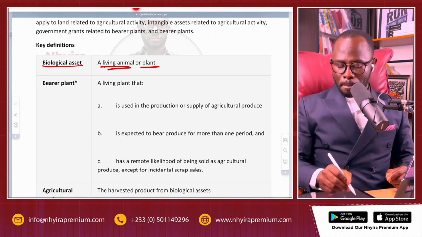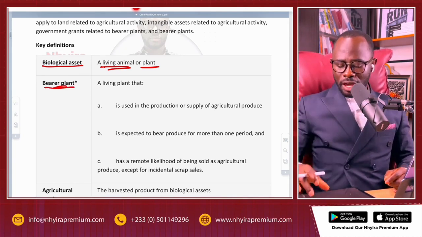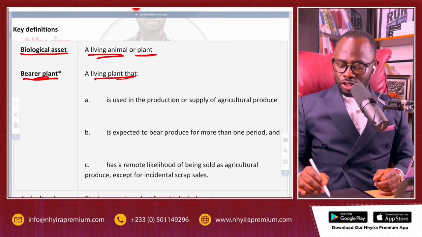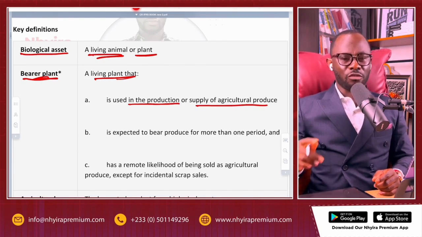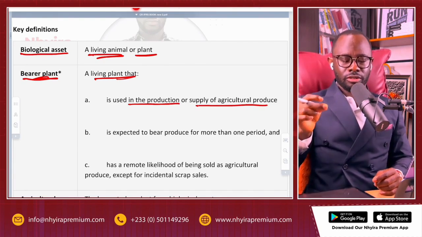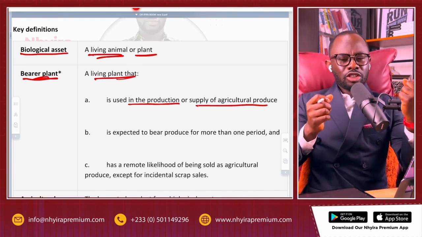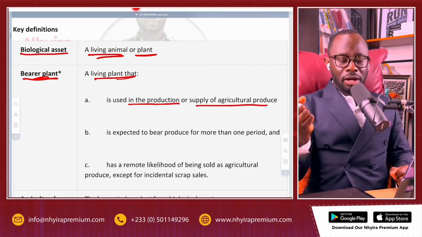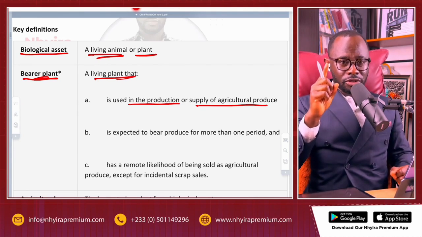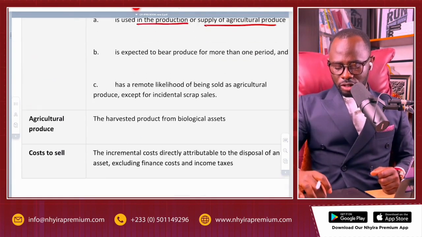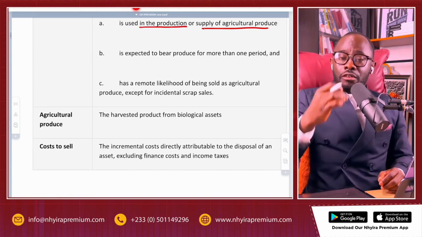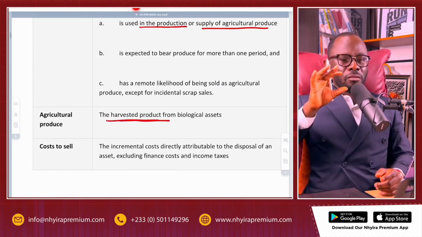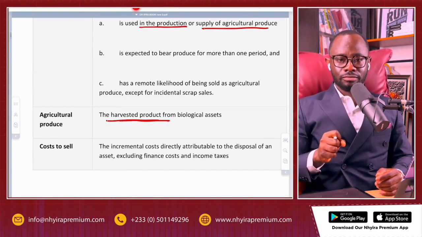Two, bearer plant. A bearer plant is simply a living plant that is used in the production or supply of agriculture produce. Stay with me. You need to understand agriculture produce and then bearer plant. Very, very important. Don't worry, I'll take you there in a moment. Agriculture produce then is the harvested product from biological assets.